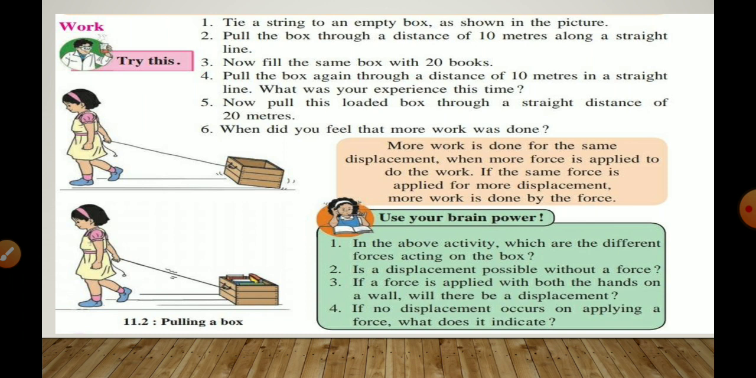And if no displacement occurs on applying a force, what does it indicate? It indicates the work is not done. Displacement अगर होगा तो work is done. Displacement नहीं होगा तो work is not done. Understood?